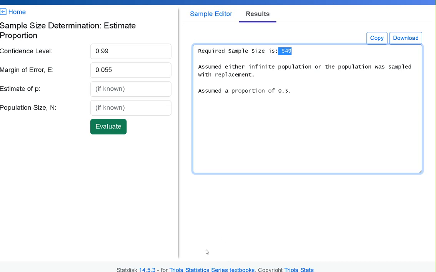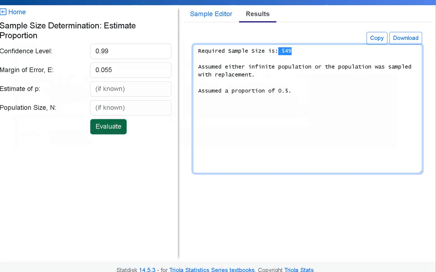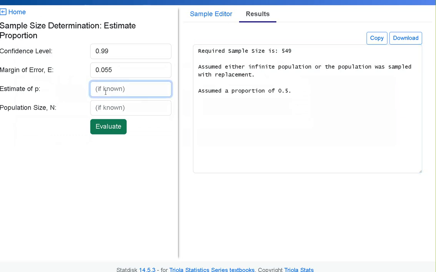But sometimes you could know a little bit about this problem ahead of time. So what happens if you know a little bit ahead of time? Well, let's take a look back. Assume that a prior survey suggests that about 36% of air passengers prefer an aisle seat. I always like the aisle seats, but. So in this case, you've actually got an estimate of p hat. What should I type in here? Grace? 0.36. Again, you got to put it in as a decimal.